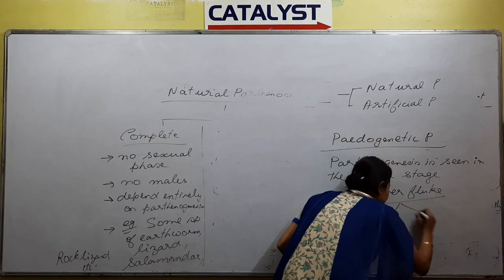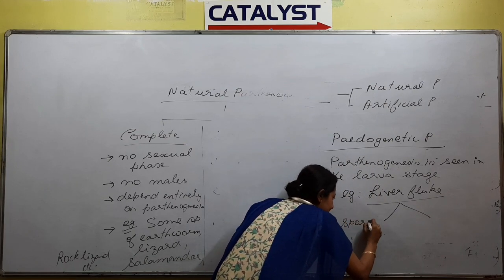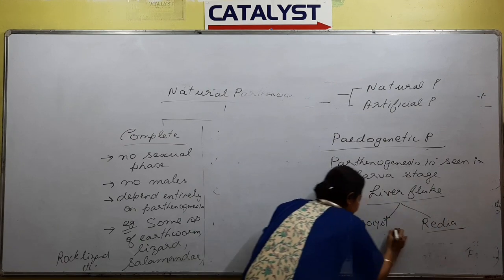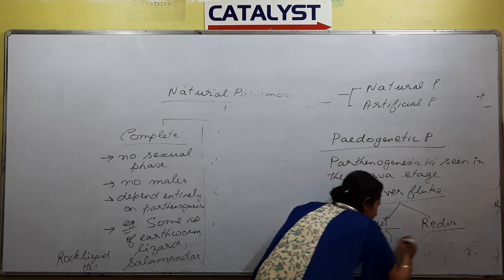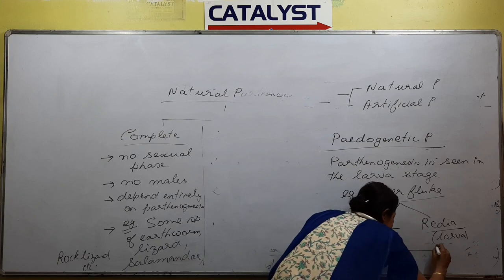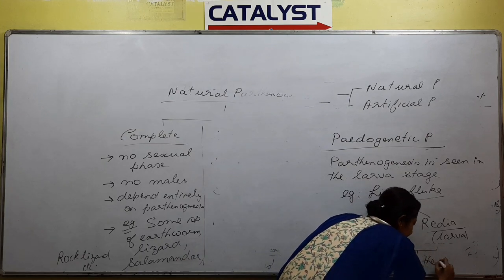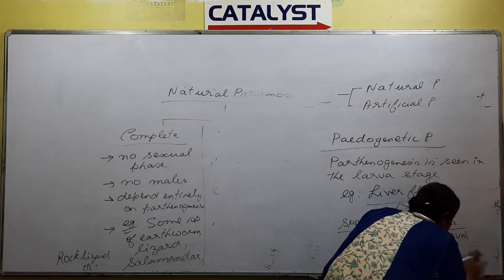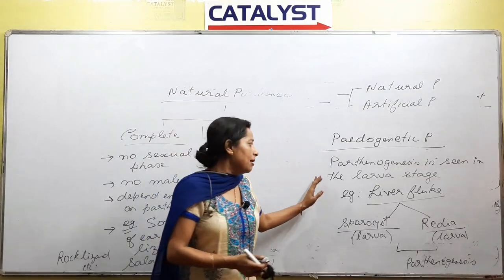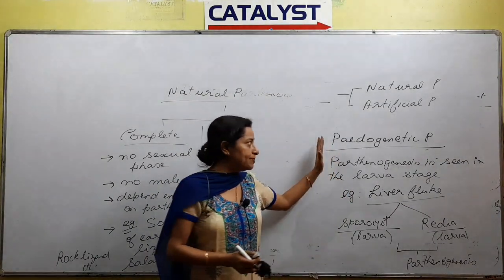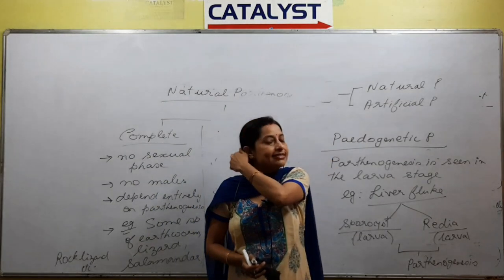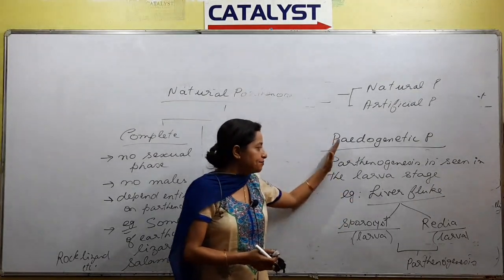In liver fluke there are two larvae, sporocyst and redia. That is the name of the larvae, sporocyst larva and redia larva. In these two larvae, parthenogenesis occurs. The complete process of the different stages of the larva is not important from the examination point of view. Maximum questions can come from pedogenetic parthenogenesis: what is pedogenetic parthenogenesis? When it occurs in the larva stage, it is called pedogenetic parthenogenesis. It is seen in liver fluke.